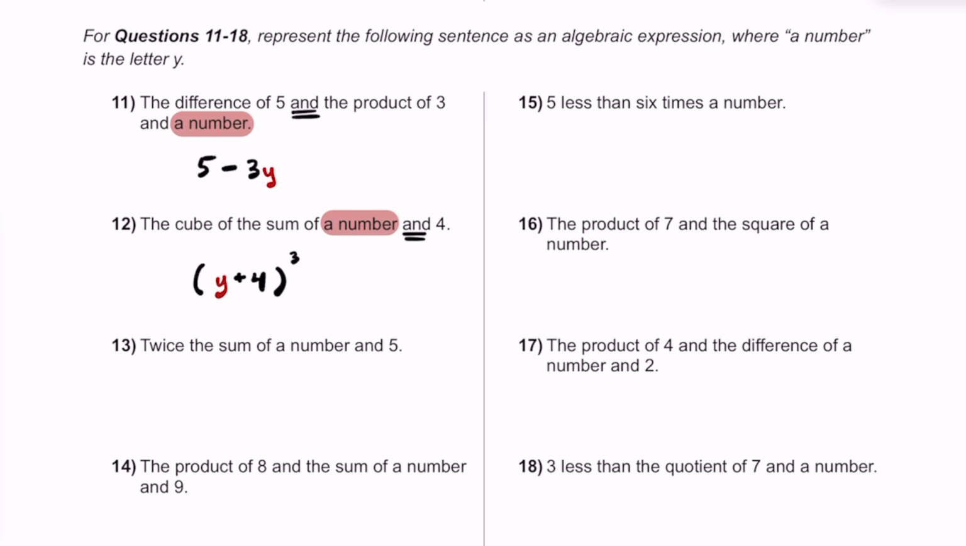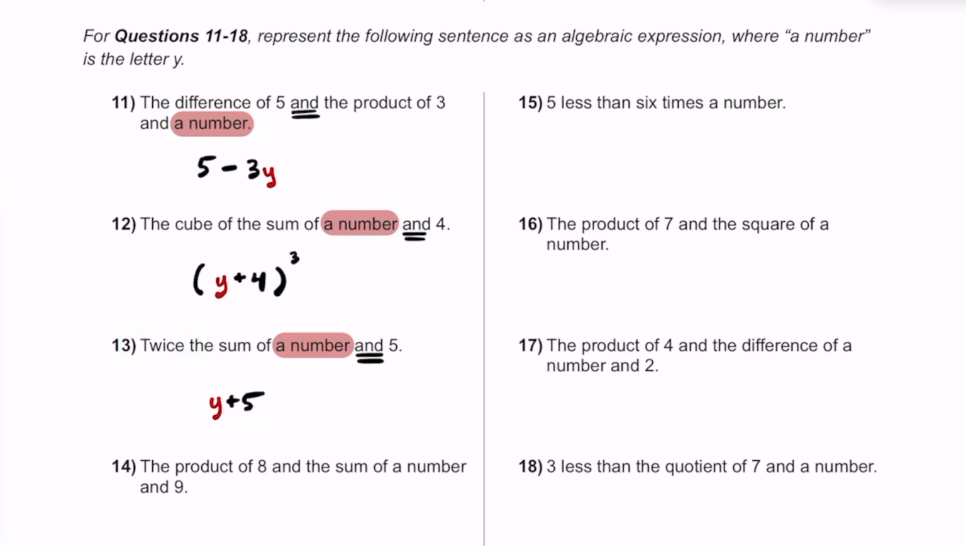In number 13, we have twice the sum of a number and 5. So we have a number, that's going to be y here. And we see the word sum again, so sum means we're adding. What are we going to be adding? It's going to be a number and 5. I think it's always good to find out where that word and is. So we're going to have y plus 5. Right here, you can see this y plus 5. This is the sum of a number and 5. Okay, but then we have to find twice whatever that is.